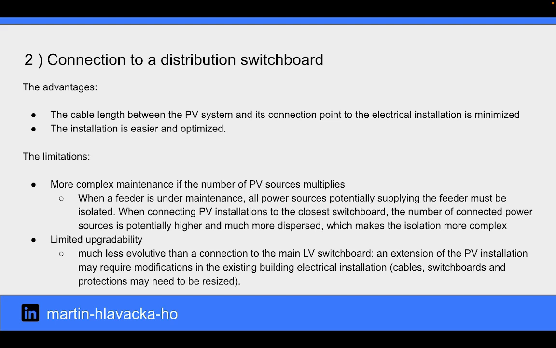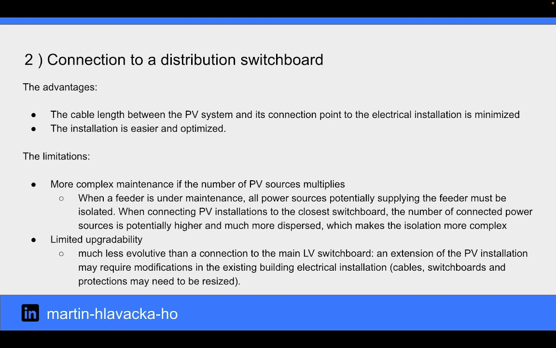Although this configuration presents some limitations, like more complex maintenance if the number of PV sources multiplies. When a feeder is under maintenance, all power sources potentially supplying the feeder must be isolated. When connecting PV installations to the closest switchboard, the number of connected power sources is potentially higher and much more dispersed, which makes the isolation more complex.